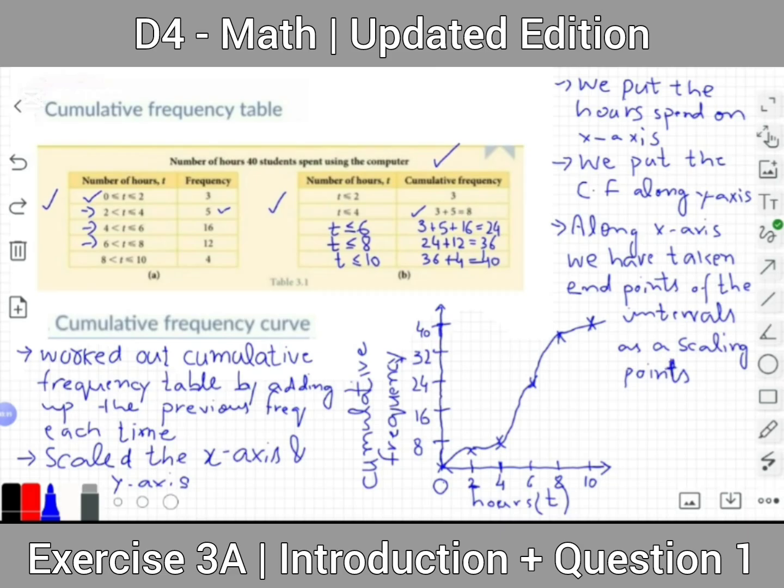Now after scaling and labeling both axes, we put the crosses along the respective ordered pairs of the hours spent and the cumulative frequencies. And finally, we connected the crosses with a smooth curve.